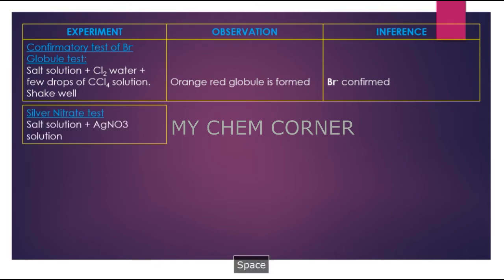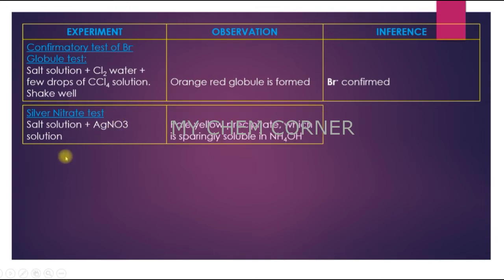Another test that you can perform is again the silver nitrate test for bromide. Now in this case, the procedure is the same as how you did it for chloride. But there is only one difference in the observation. In chloride you got a curdy white precipitate. In this case for bromide you get a pale yellow precipitate, which is sparingly soluble in NH4OH. What about chloride? Chloride was completely soluble in NH4OH, whereas for bromide it is going to be sparingly soluble. So these are the two confirmatory tests for bromide. Both of these can be performed in the lab, and both can be written in your paper.